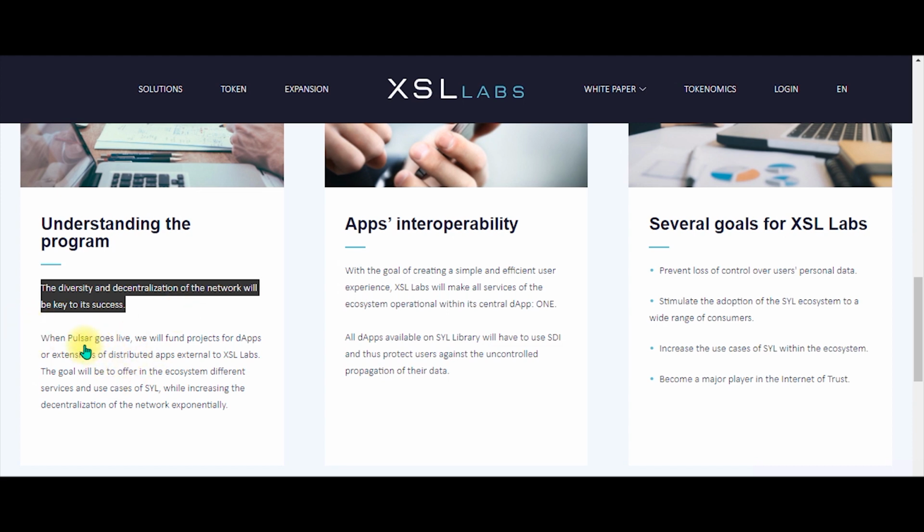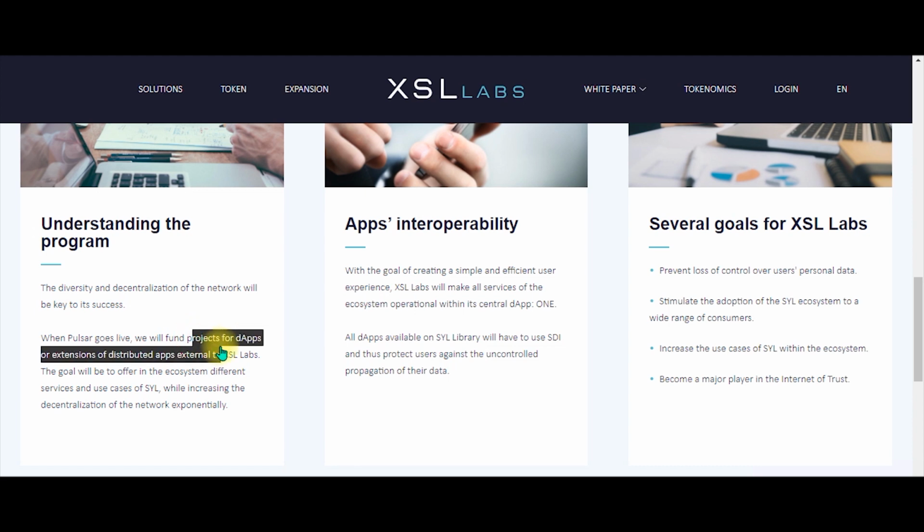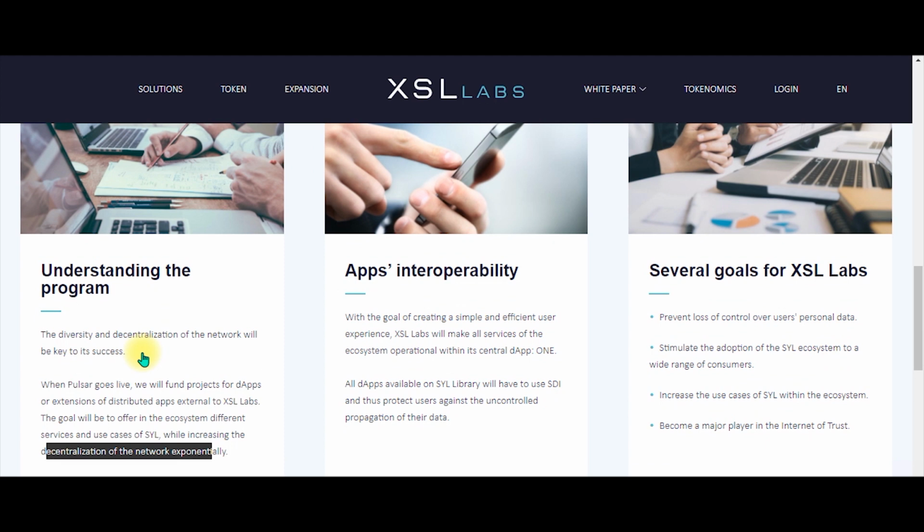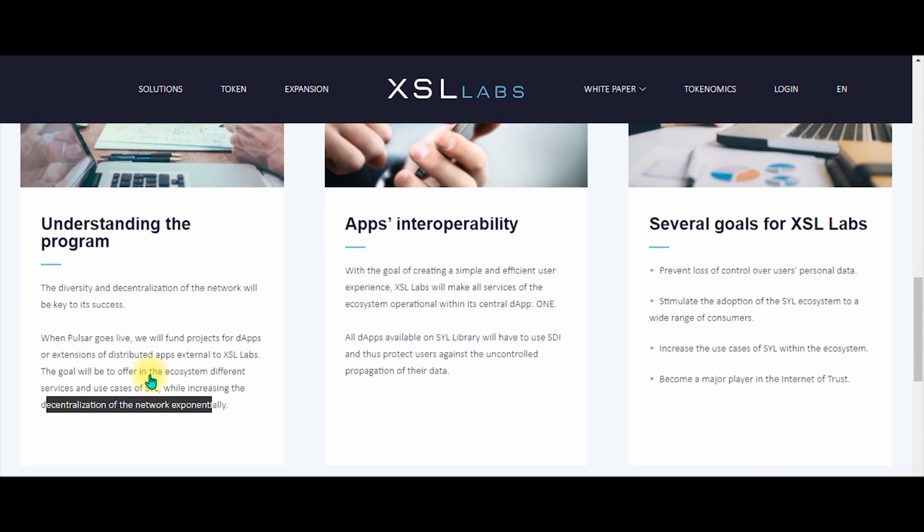What it says is that when Pulsar goes live, they will fund projects for dApps external to XSL Labs. So projects which are outside. The goal will be to offer the ecosystem different services and use cases as well. So it increases the decentralization of the network exponentially. By supporting other people, they're going to increase their own reach. That's the plan of XSL Labs.